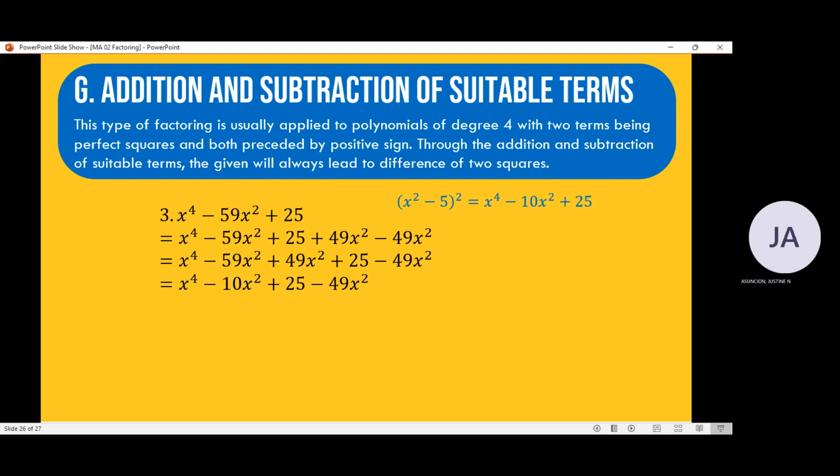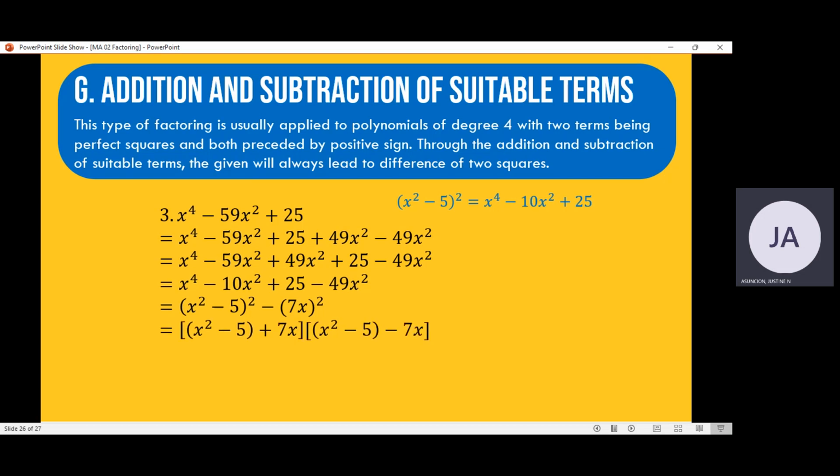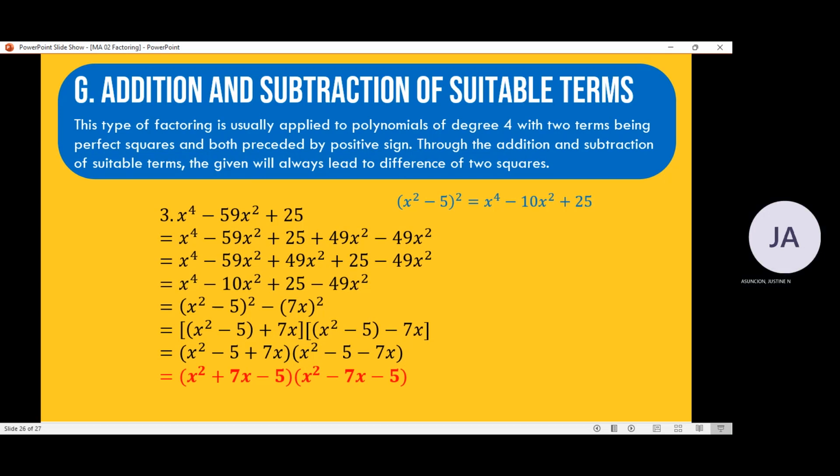So again, x raised to 4 minus 10x squared plus 25 can be expressed as quantity x squared minus 5 squared. Finally, we have the difference of two squares. So quantity x squared minus 5 plus 7x times the quantity of x squared minus 5 minus 7x. We can arrange it, and our final answer, or the factors here, are x squared plus 7x minus 5 times x squared minus 7x minus 5.